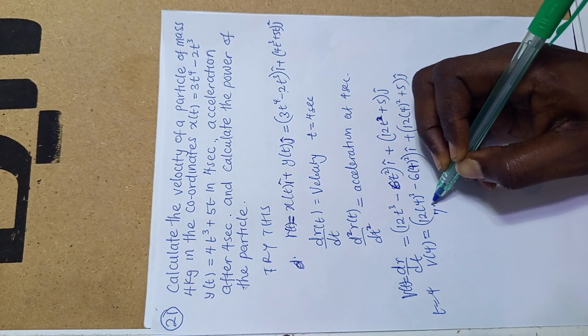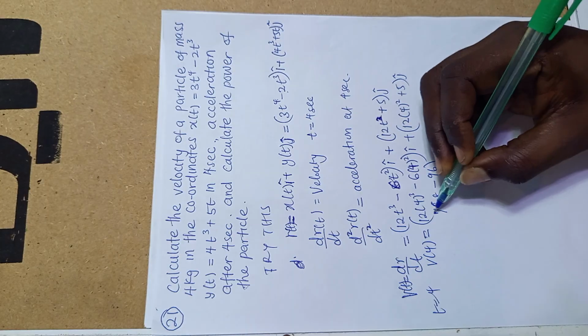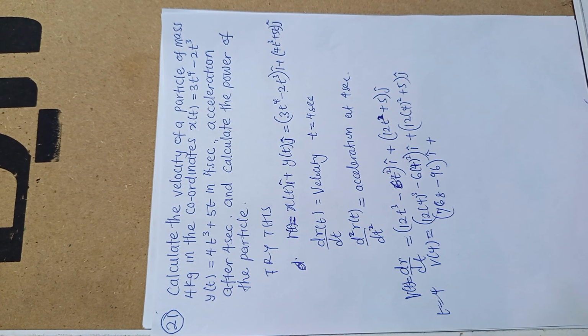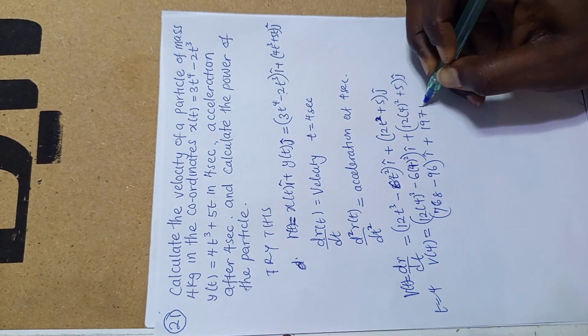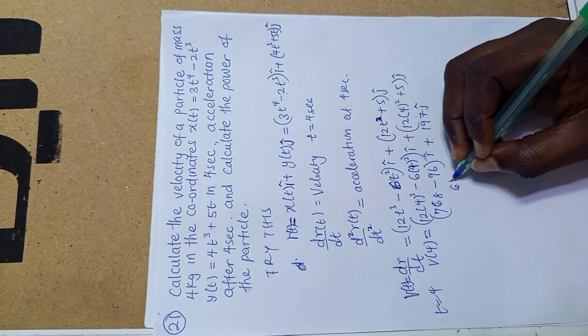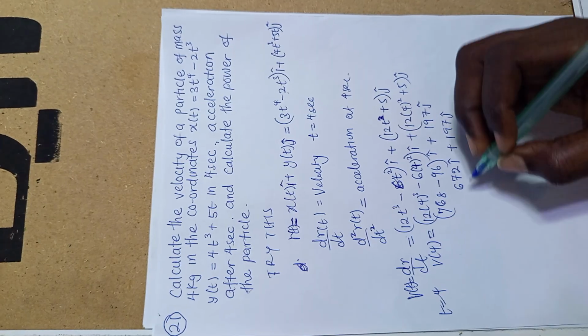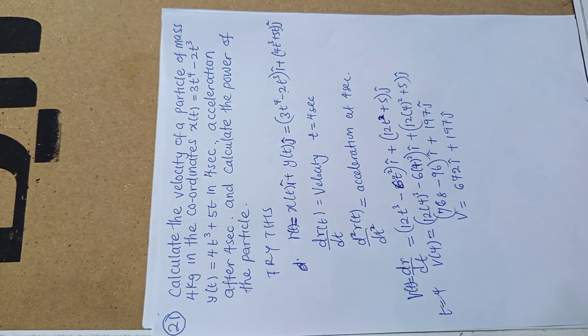That is 768 minus 16 times 6, which is 96, plus 4 squared times 12 plus 5, which is 197j. So 768 minus 96 was 672i plus 197j. It's equal to velocity. Then that is for velocity.